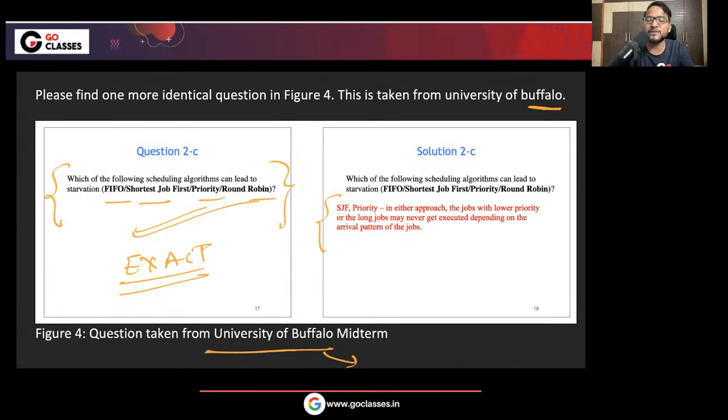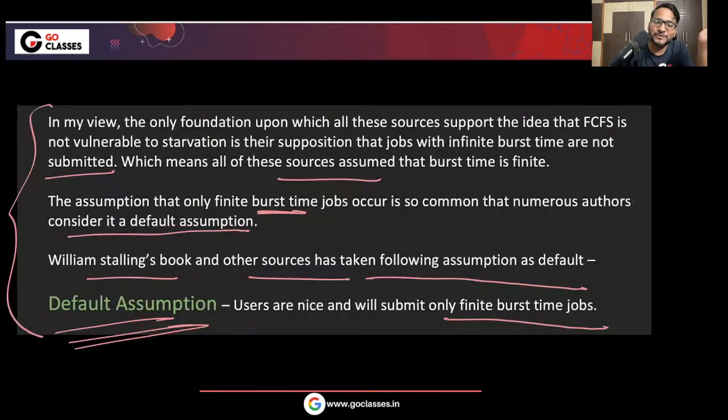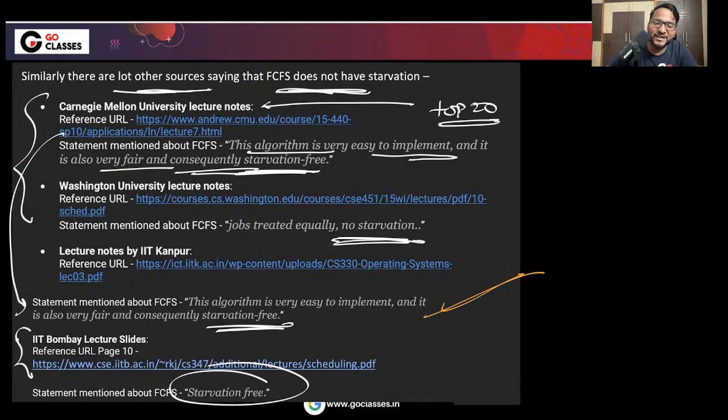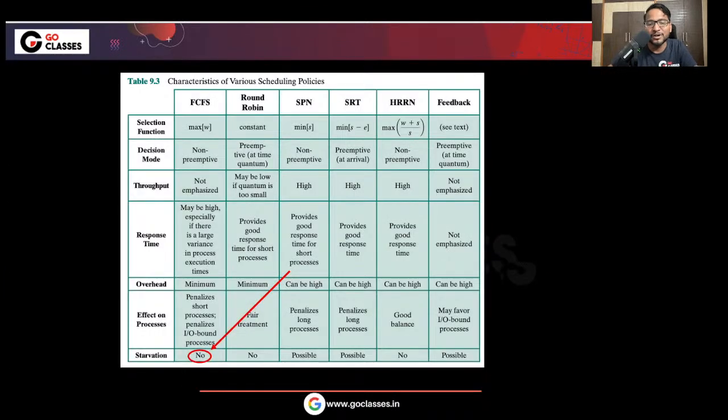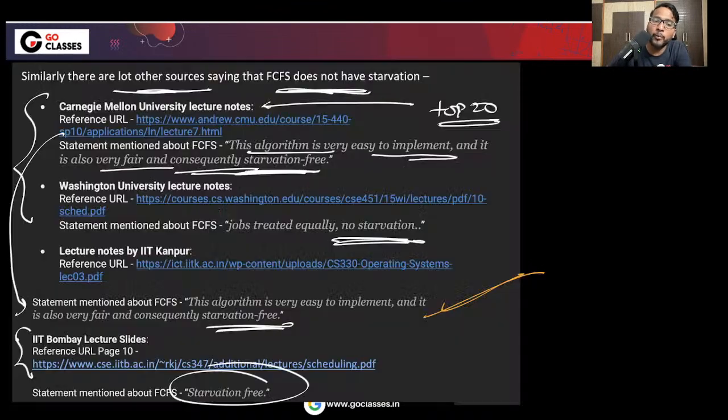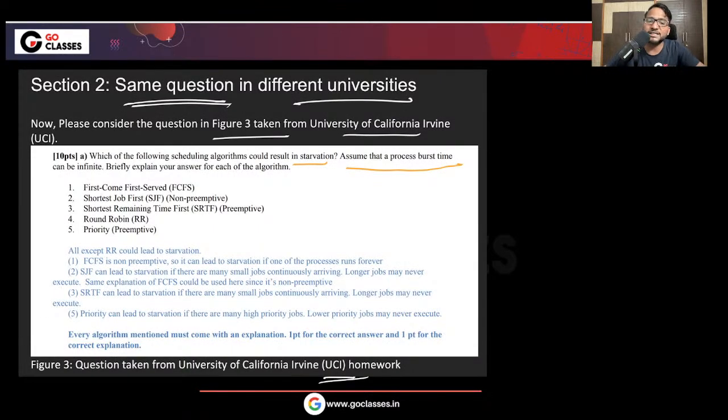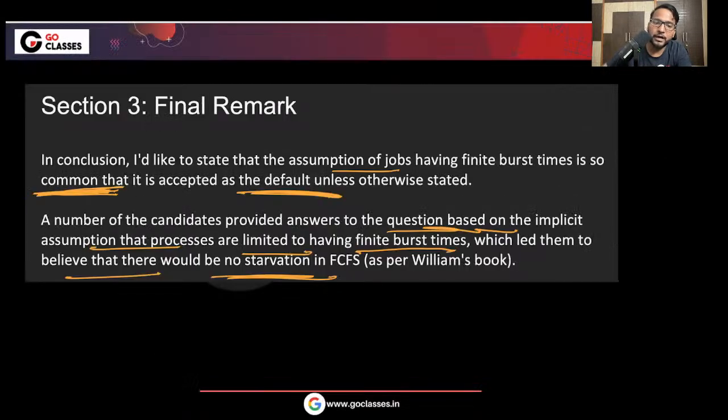As a student, what do you expect from me? Do you expect us to tell the GATE authorities that we falsify even this William Stallings argument? All of these top universities are saying that starvation does not occur. But if there is a university where they say starvation occurs, then they talk about the assumption explicitly. That is the difference. Okay, cool. I hope that is okay with everyone.